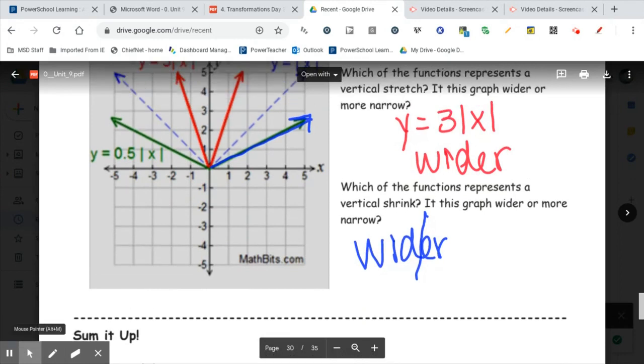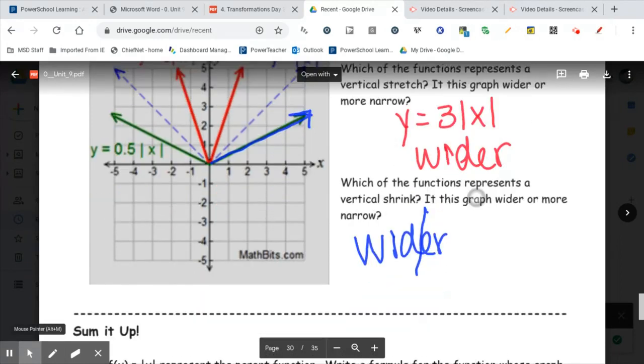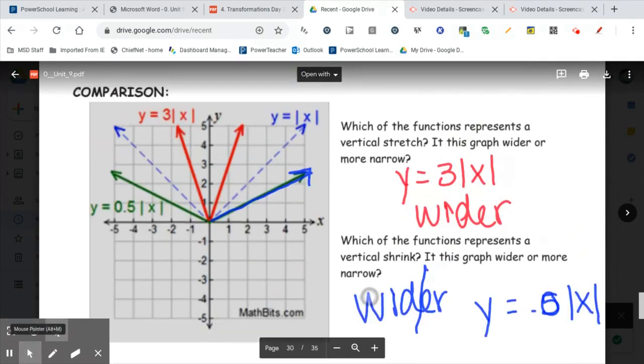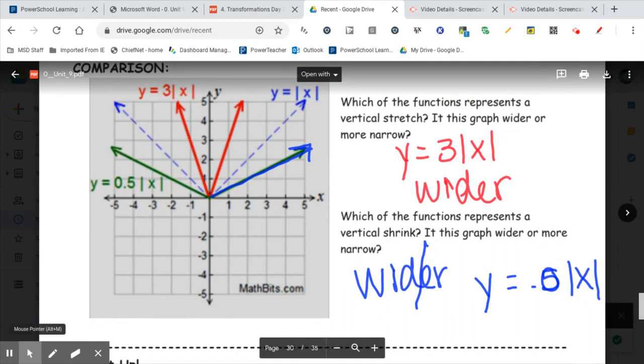The y equals 0.5 absolute value of x is the wider one. Okay, the one before that, I apologize. This one is more narrow, and you can obviously see the red is more narrow than the dotted line.